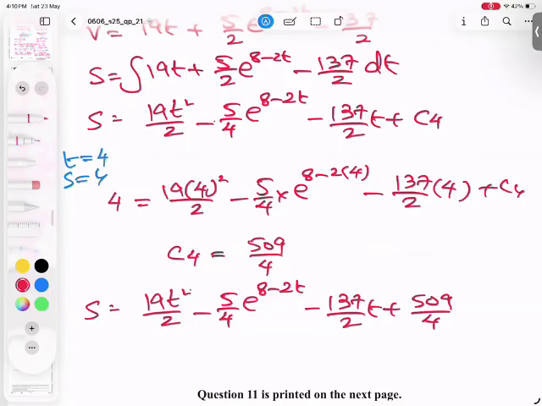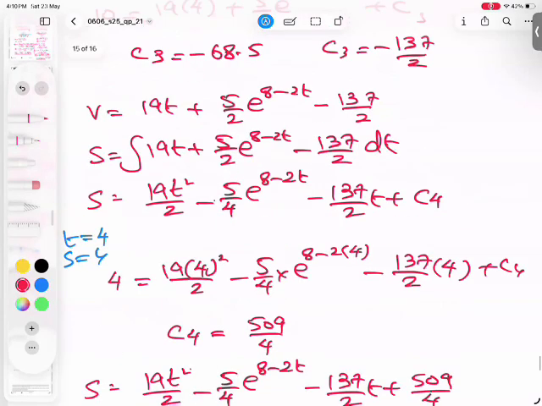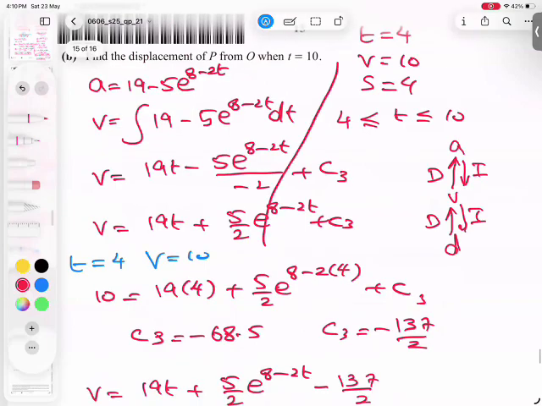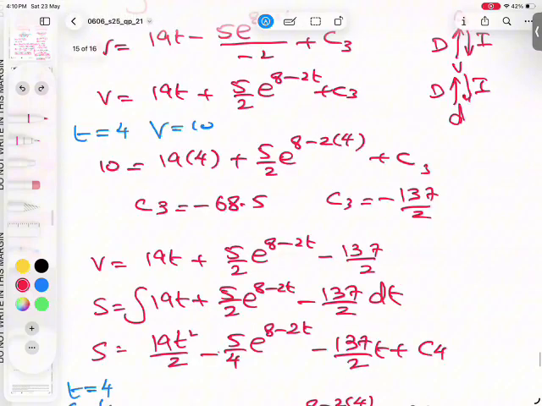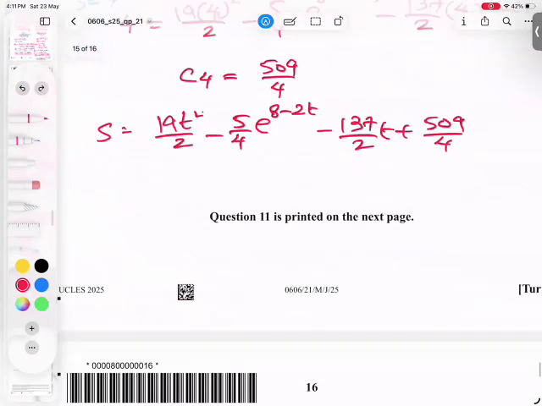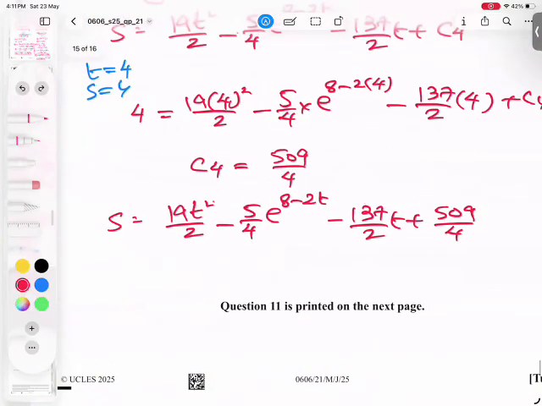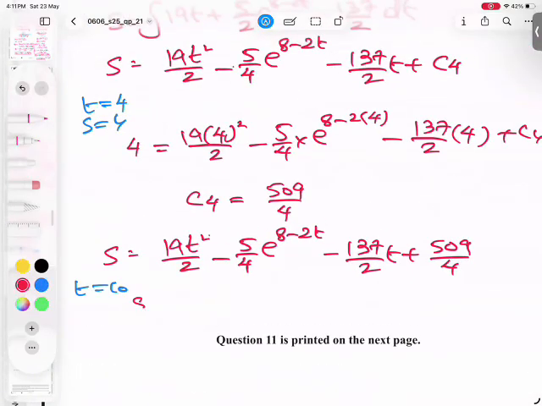Now, student, what to do? Now he's asking to find out the distance at time 10. I have to plug in 10 here. Every t replaced by 10. Okay, 10 I'm replacing.